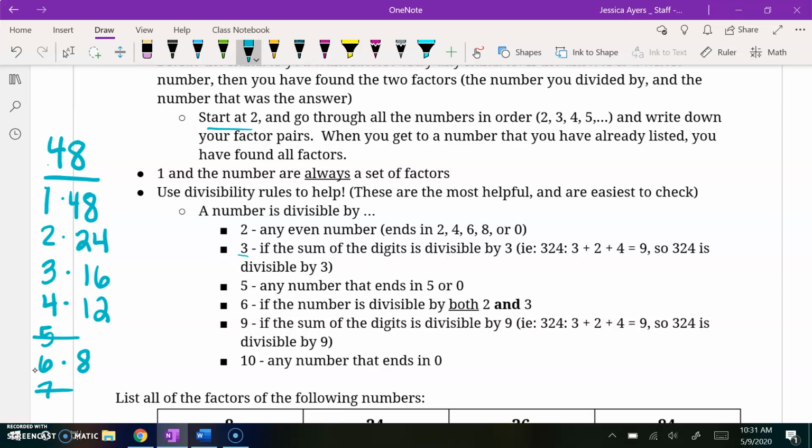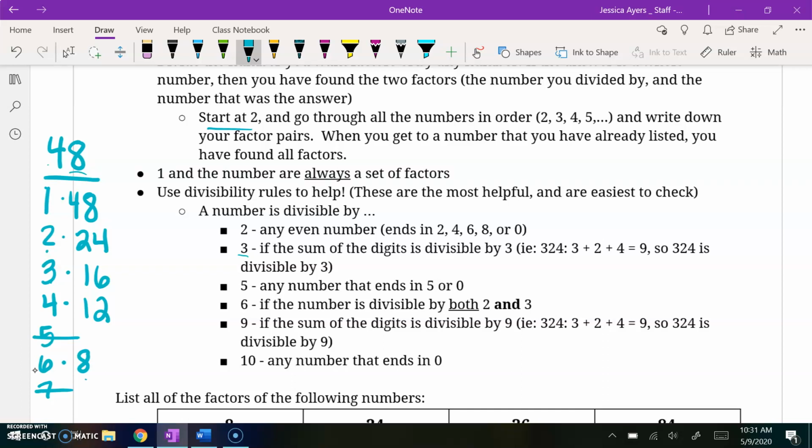Knowing that 5 only goes into numbers that end in 5 or 0 helps because you didn't have to type 48 divided by 5 in your calculator because you know it ends in 8, so 5 can't be a factor. 6 will work if it's divisible by both 2 and 3. So since 2 and 3 were in our list above, then 6 would also be in our list. 9 will work if the sum of the digits is divisible by 9. So 4 plus 8 is 12, so 12 is not divisible by 9, 9 doesn't work. And 10 is if any number that ends in 0 is divisible by 10. So 48 ending in 8 means that it's not divisible by 10.